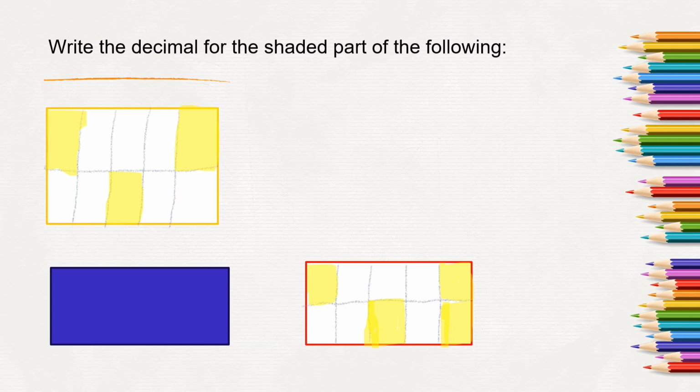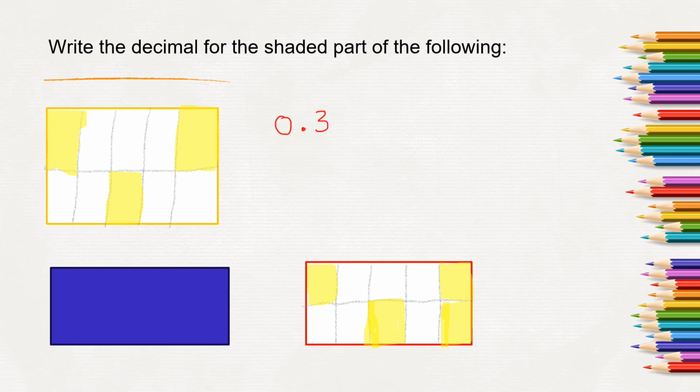Here, the first one: write the decimal for the shaded part of the following. In the first one, out of 10 boxes, 3 boxes are colored. So, in the whole number part, it is 0 and out of 10, only 3 parts are colored. So, here, we'll place the decimal point and then the 3 out of 10s.